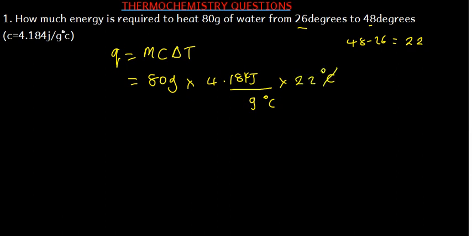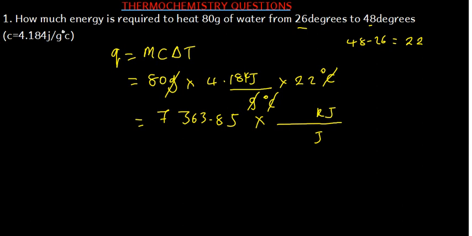Notice that the degree Celsius cancels, the grams also cancel, and so the unit remains in joules. And so the value is going to be 7363.8 joules, which we can convert to kilojoules. We have a joule on top, so we put a joule down, and then kilojoule on top. Know that in 1 kilojoule I've got 1000 joules, so the decimal point is going to move 3 times. So that would be 7.4 times 10 to the power 3.